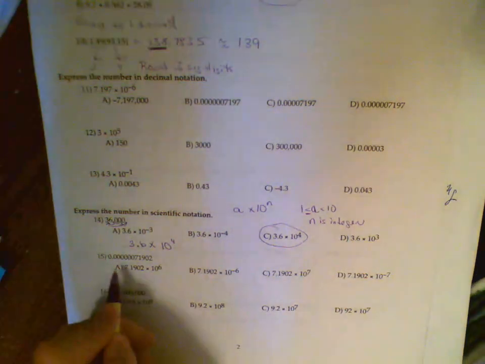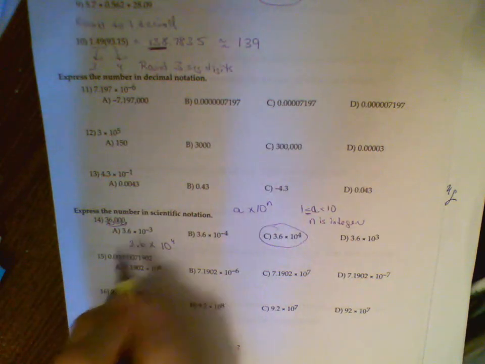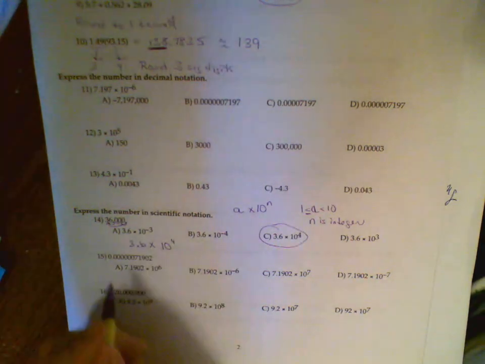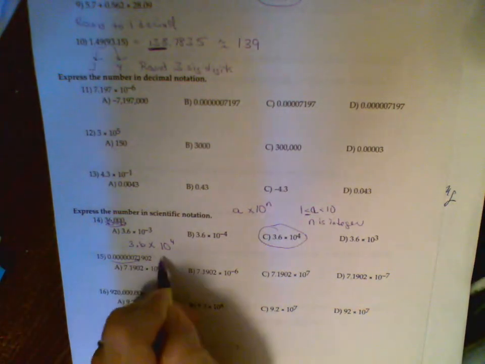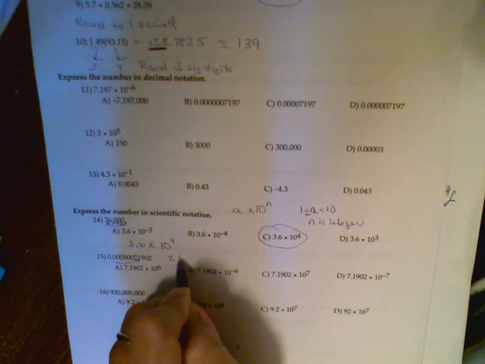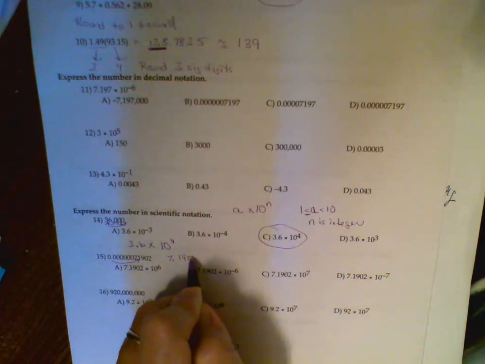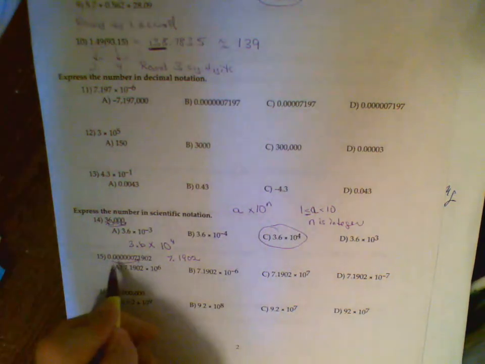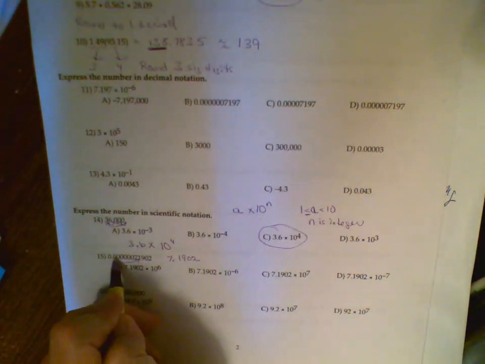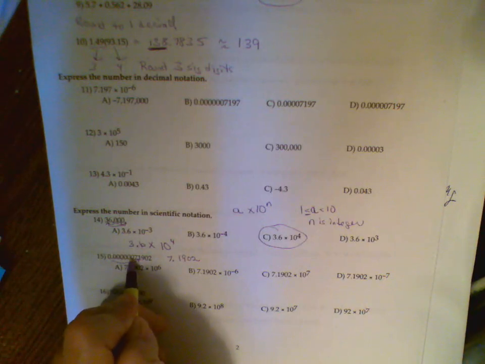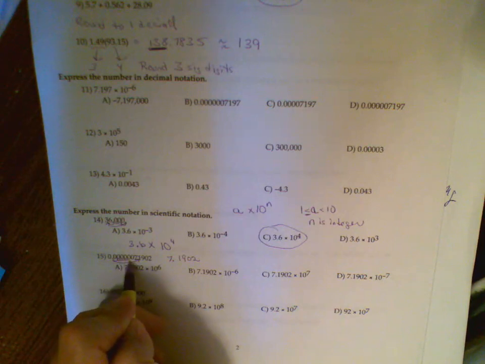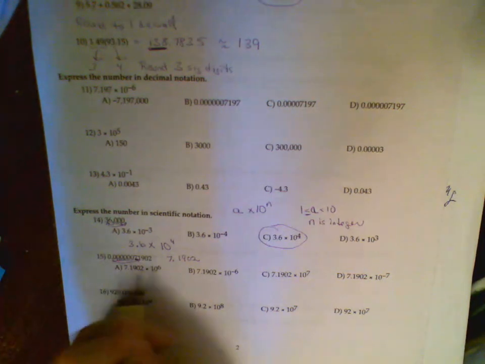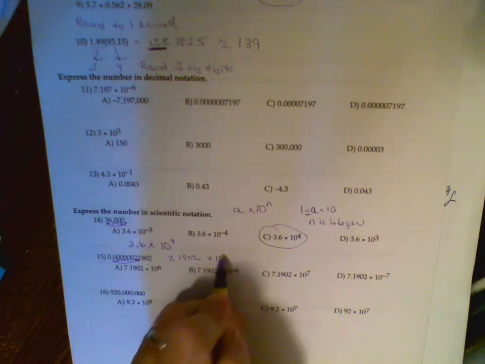So let's look at number 15. I look at this number. I want to write it in scientific notation. So I look at that. I'm going to move my decimal to behind the first significant digit, which is 7.1902. Now, how many places did I move that number? 1, 2, 3, 4, 5, 6, 7. Every time I move that number one place to the right, I multiplied by 10. So to counterbalance that, I need to divide by 10 or multiply by 10 to the negative 7.